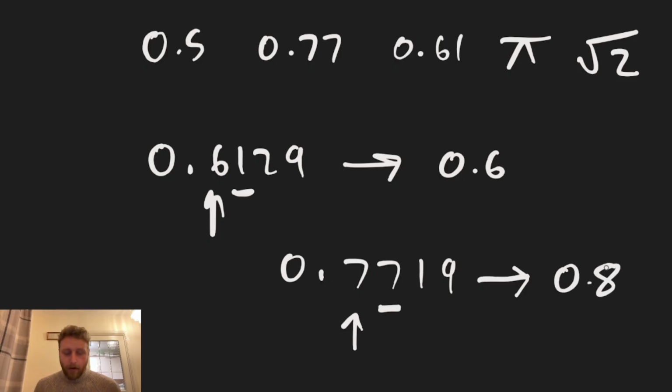Nice and easy. If we were, say, to round this to the nearest whole number, this one would just go to 1. And so would this one as well, because again, you just look at the next digit. So in this case, it would be this digit here, and that would round up to 1.